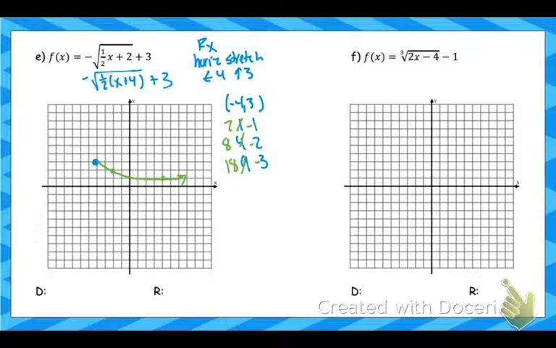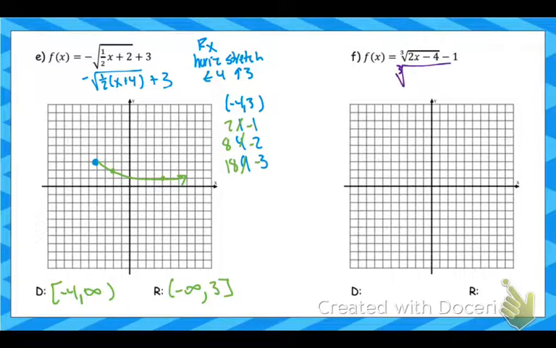Domain farthest left x value is -4. Range, the bottom y value. Be careful here. Make sure you get this in the correct order. It has to be the smallest value first. The lowest y value is -infinity. The highest y value is 3. And those are frequently switched, so be careful on domain and range for those. All right, again, if you feel pretty comfortable, pause the video and try the next one on your own.